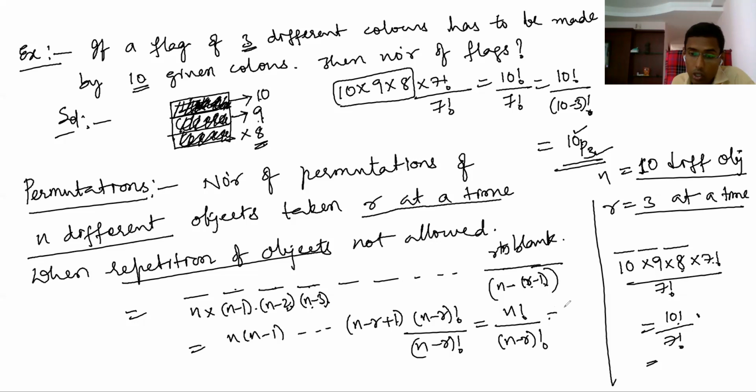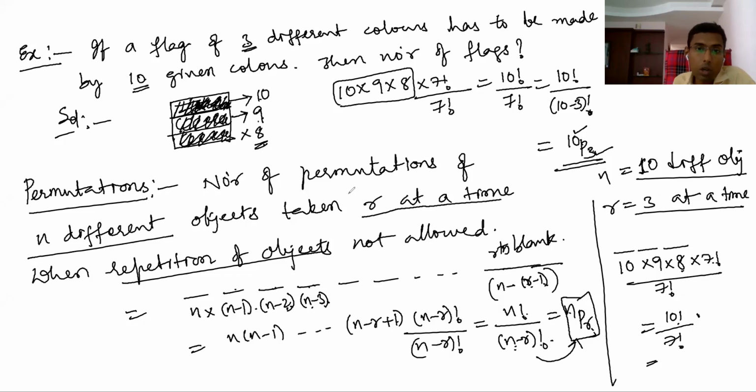So just this only you can call nPr, that is the representation. This n factorial by n minus r factorial we call in short nPr. n factorial by n minus r factorial is represented with nPr. So this is what I told, 10P3.